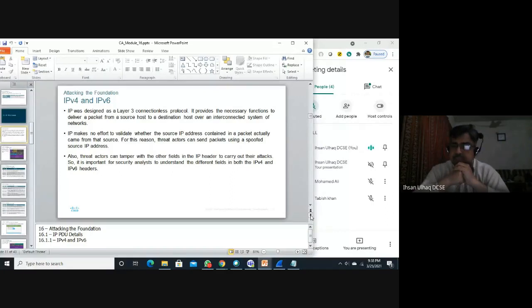Also, threat actors can change the other fields in the IP header. So in a minute, I will discuss with you what the fields are in the IP version 4 header and in the IP version 6 header, and then how the threat actor can use these fields to launch attacks. So it is important for the security analyst to understand the different fields in both IP version 4 and IP version 6 headers.